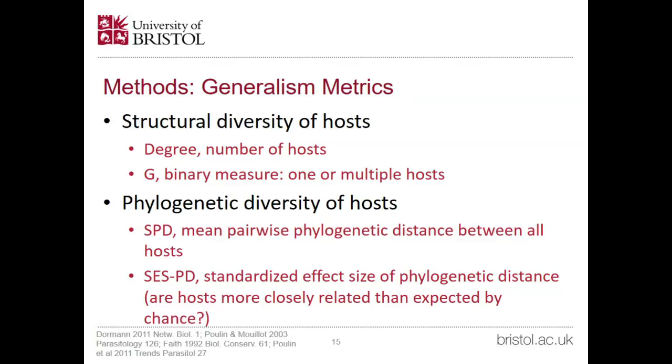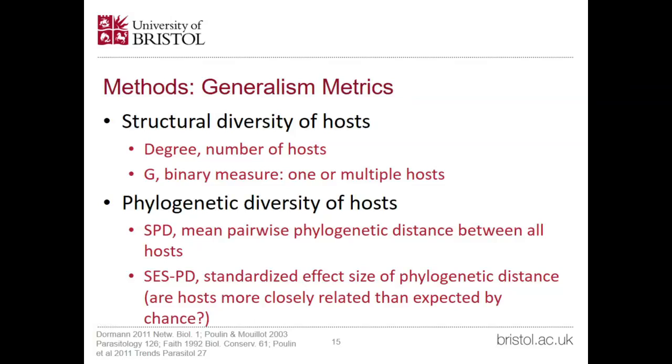So another level of complexity here is, as I mentioned, the different ways of measuring generalism. So instead of picking one simple measure, we actually report four different measures. The first one is degree, which is simply the number of hosts, the easiest way to just count up how many hosts each parasite is reported to infect. And then perhaps even simpler than that, just whether it has one or more hosts, so as a binary measure.